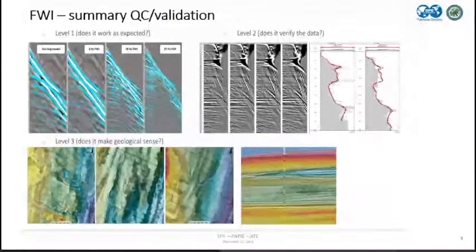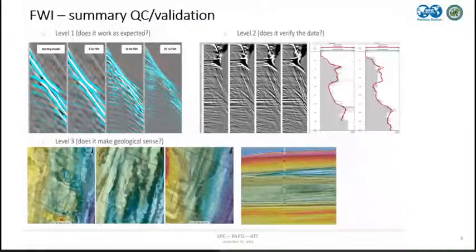And the third validation: if we have true recorded information, which is our well, then your methodology should talk to your well as well. The updated velocity model from your full waveform inversion or any other methodology should show improvement in resolution when you are comparing against the well data.